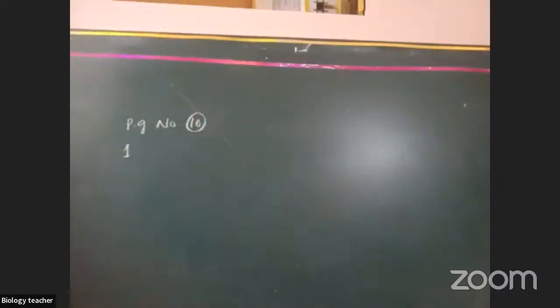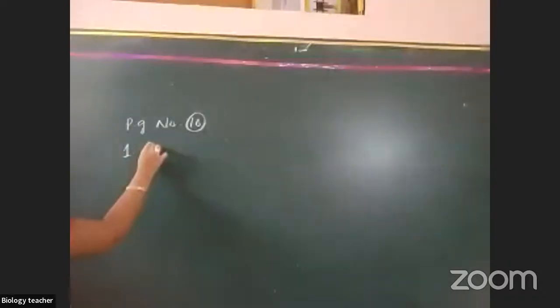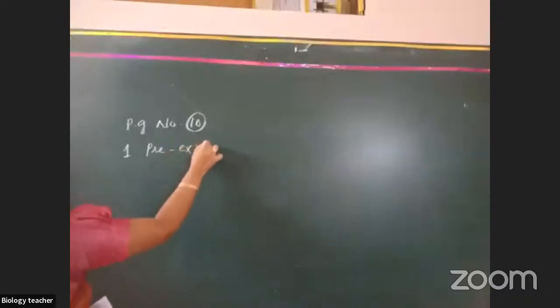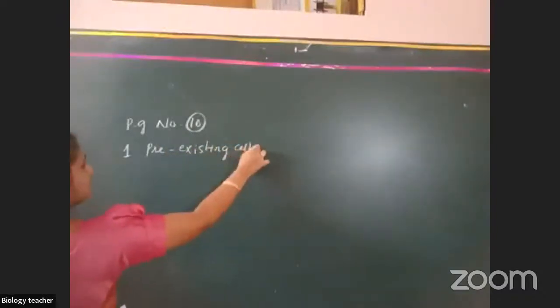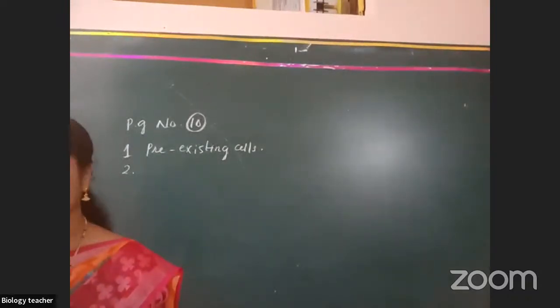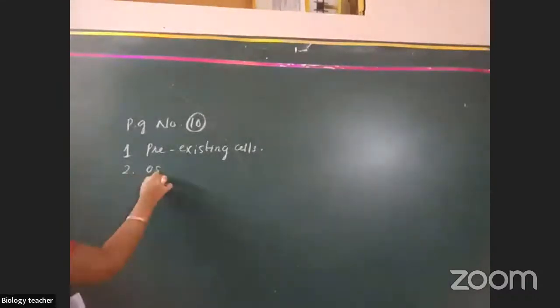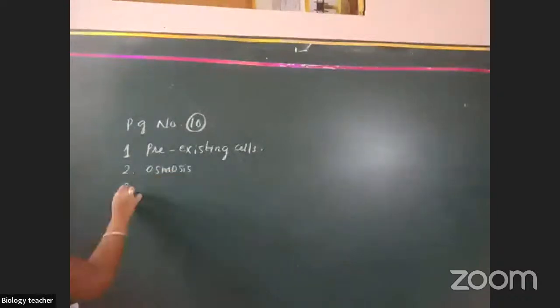So first one. New cells are formed from pre-existing cells. So the answer is what? Pre-existing cells. So second one. Movement of water molecules from their higher concentration to their lower concentration through a semi-permeable membrane is called osmosis. Osmosis. Next, third one. The functional components of cell are cell organelles.